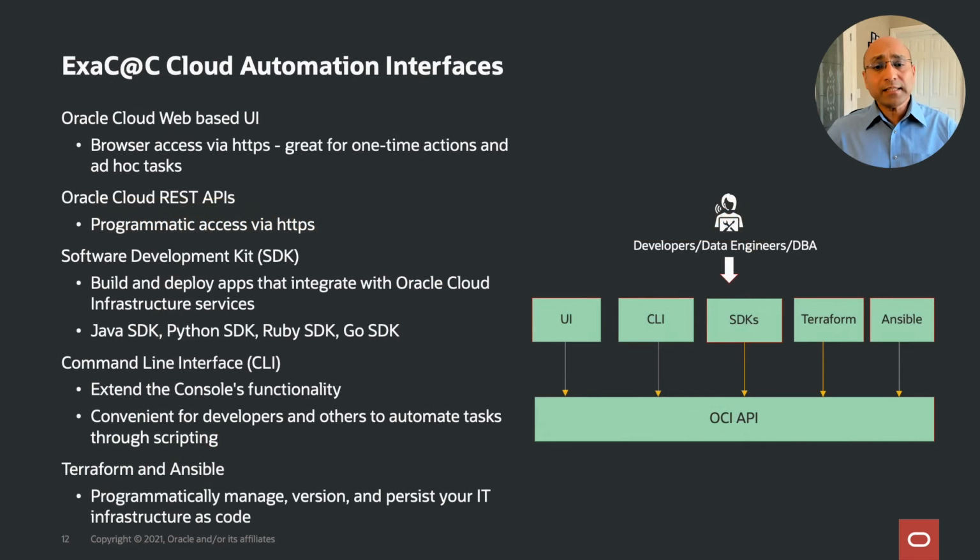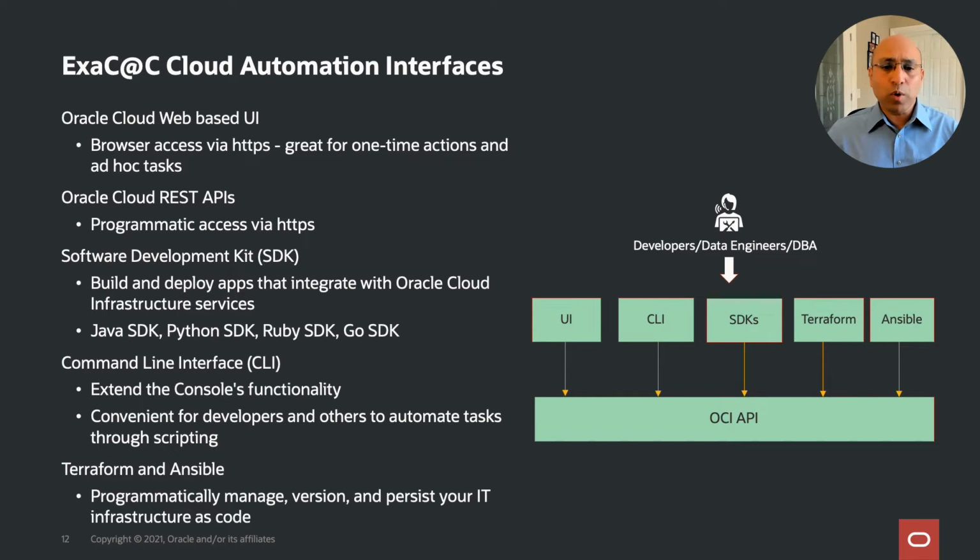All right, so let's take a look at what cloud automation capabilities we have in Exadata Cloud Customer. As this slide shows, if you focus on the picture on the right, everything from the user interface to the CLI to SDKs, as well as DevOps capabilities like Terraform and Ansible, essentially relies on the underlying OCI REST APIs. So as a developer or a data engineer or a database administrator, you could invoke any of these interfaces or even directly call the REST APIs.